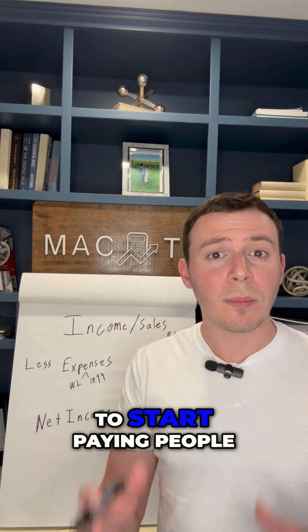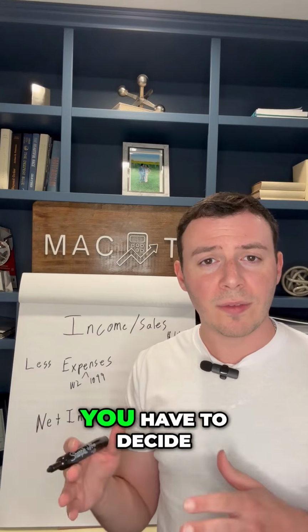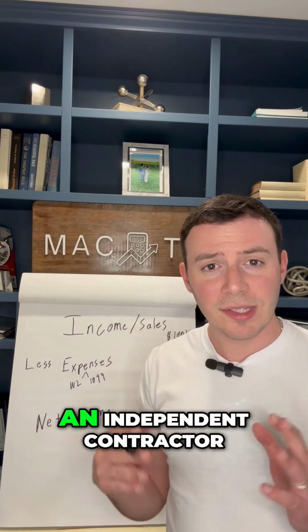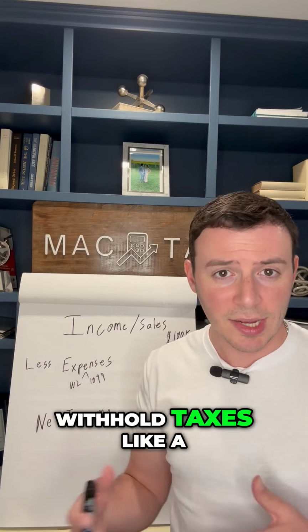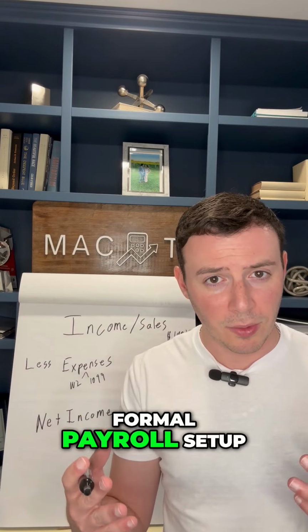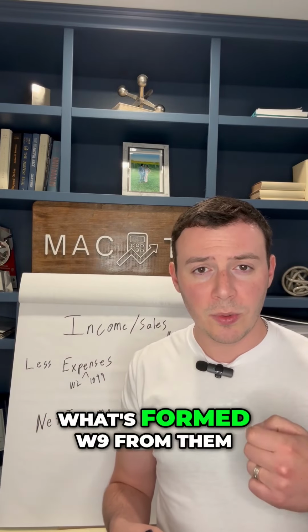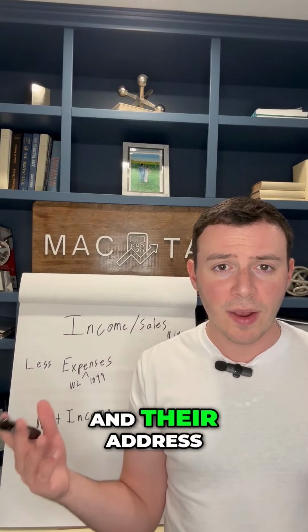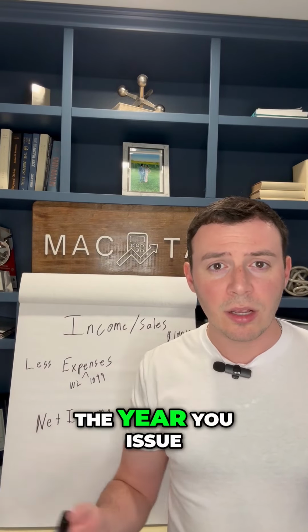But you need to know if you're going to start paying people, you have to decide whether you're paying them as a W-2 or an independent contractor. If it's an independent contractor, you don't have to withhold taxes like a W-2 and have a formal payroll set up. You need to get what's form W-9 from them. All that is their name, their tax ID number, and their address. At the end of the year, you issue them a 1099 for the total amount you paid them throughout the year.